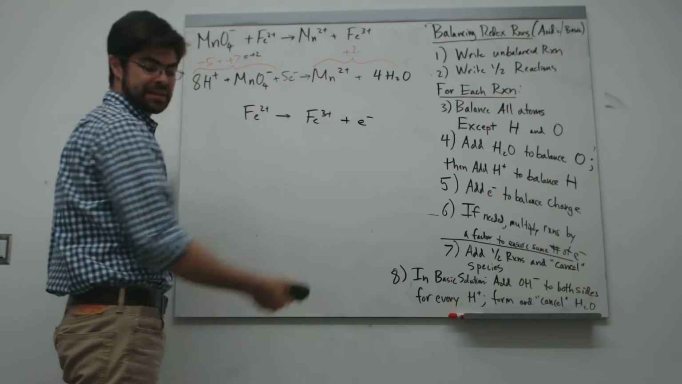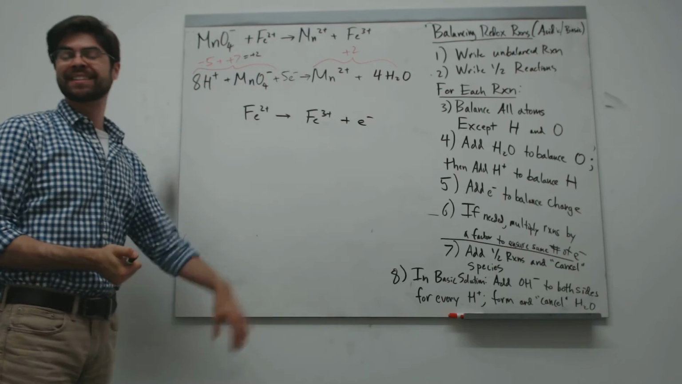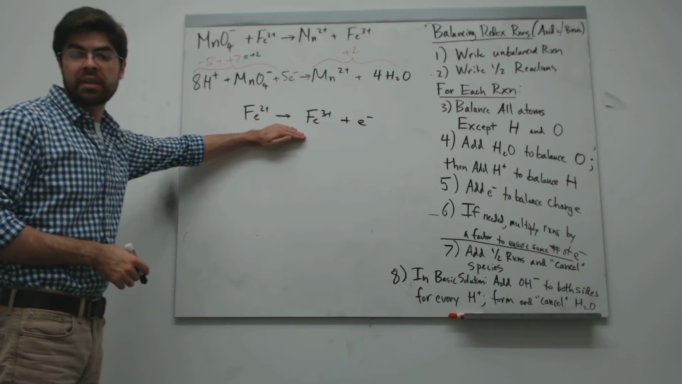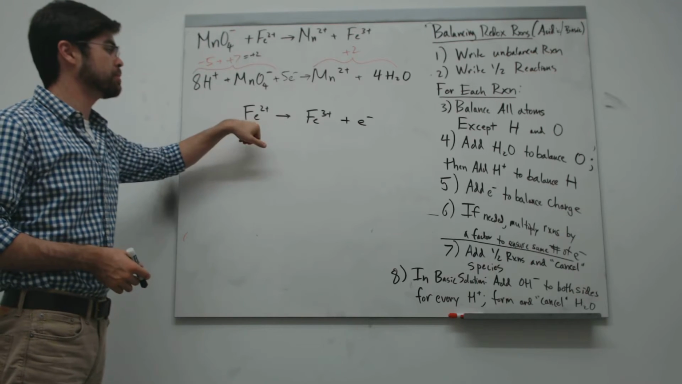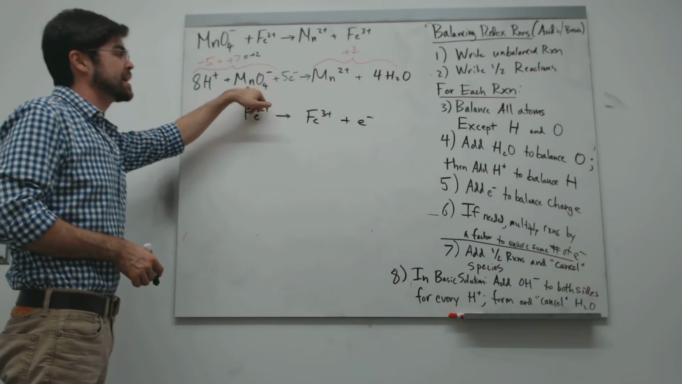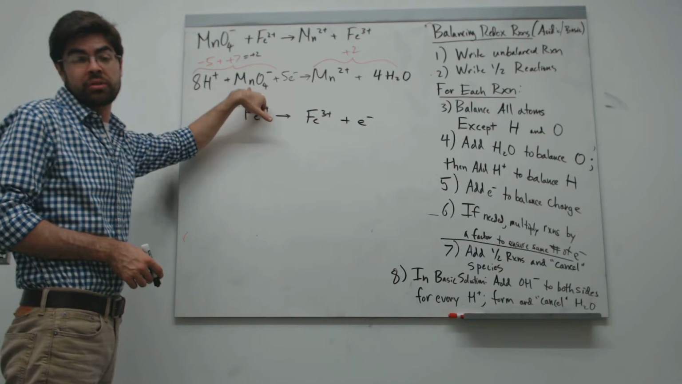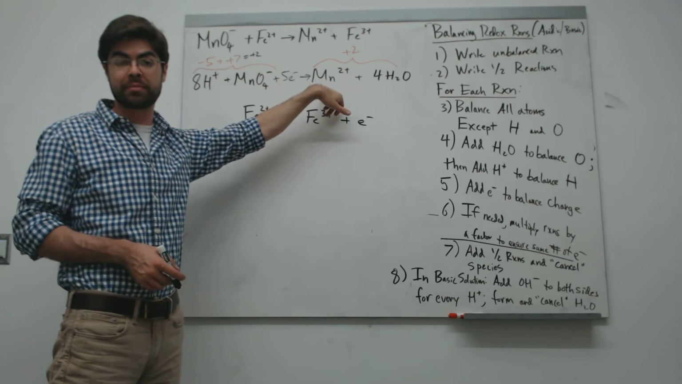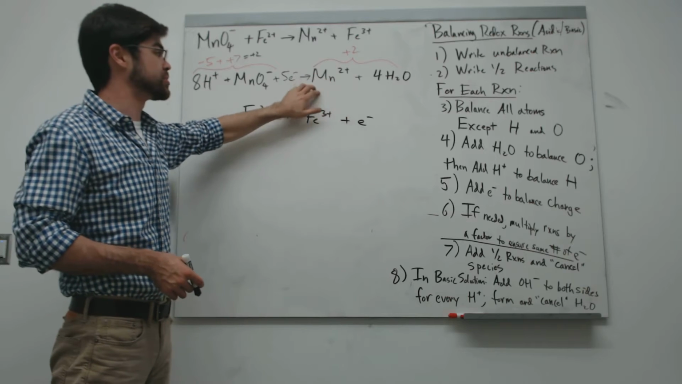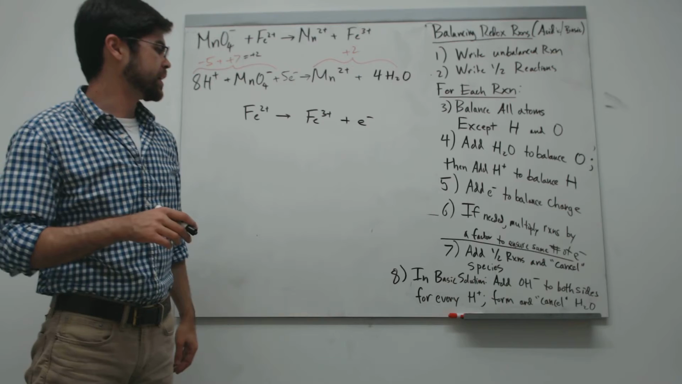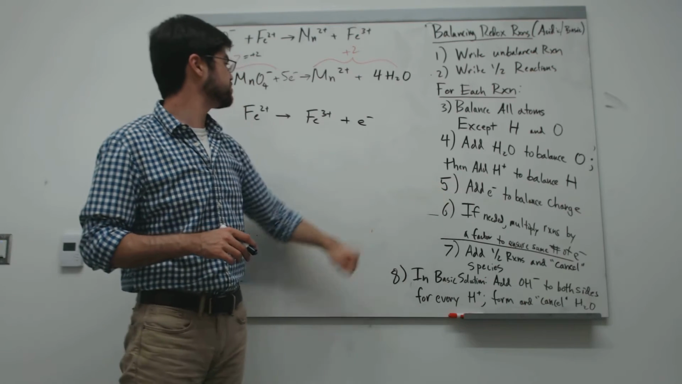So here we can now visualize, if you hadn't labeled them as such before, this must be the oxidation half reaction because the iron is losing an electron. The manganese, this must be the reduction reaction because the manganese is gaining these 5 electrons when it becomes the Mn2 plus ion. So this is the reduction step, this is the oxidation step. Okay, so we're through step 5 here.